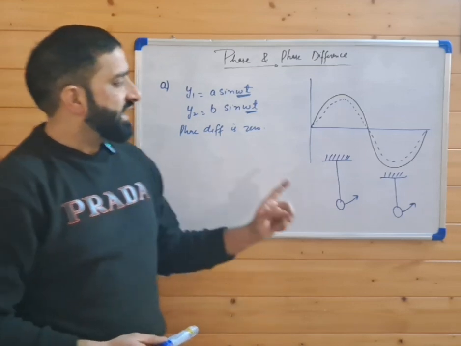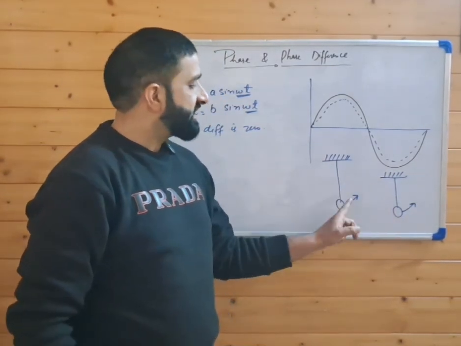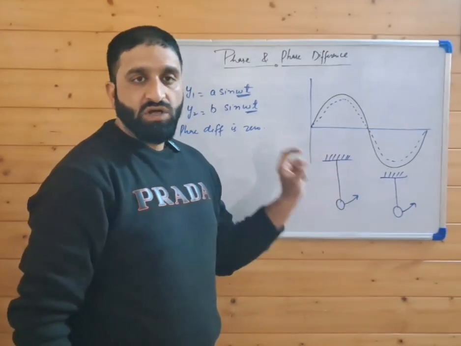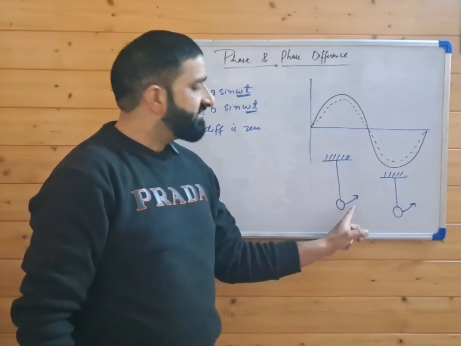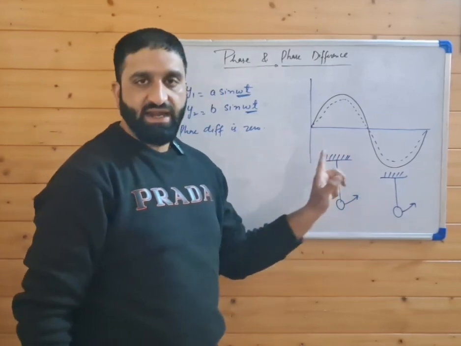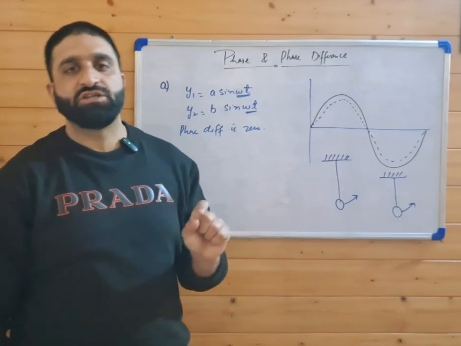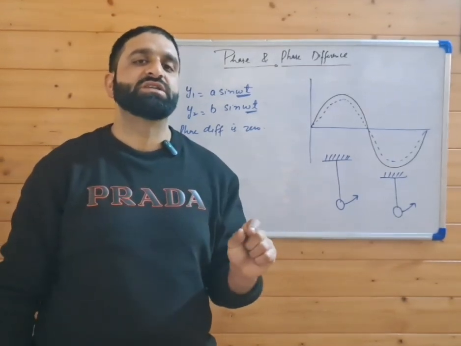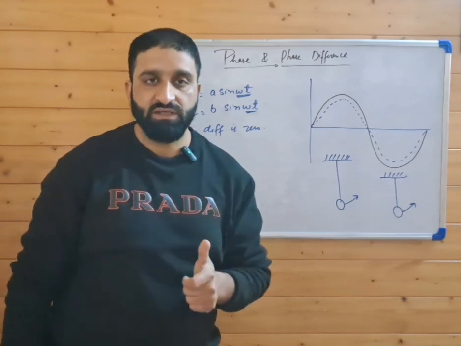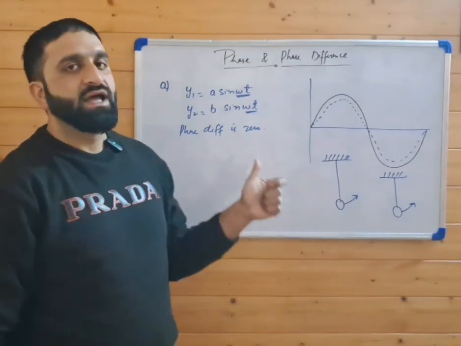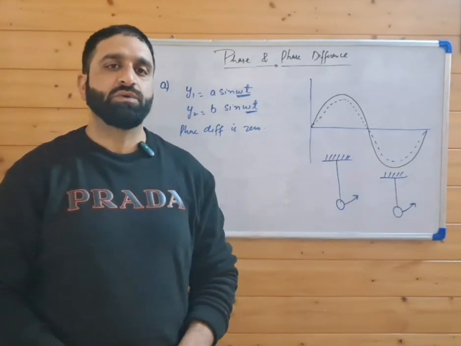What does it tell us? It tells us that the two vibrating or oscillating pendulums start their oscillations from the mean position, and at the same time they reach the extreme position, and at every position during the course of their oscillations, their position and the direction of motion will be the same. That is the physical significance of phase difference equal to 0.